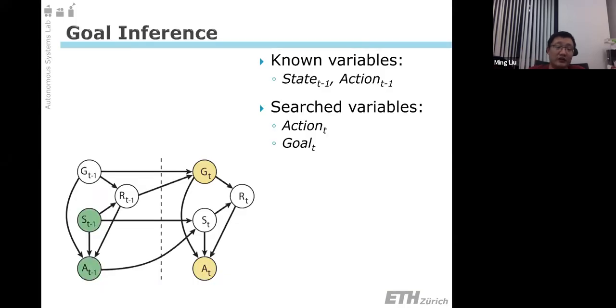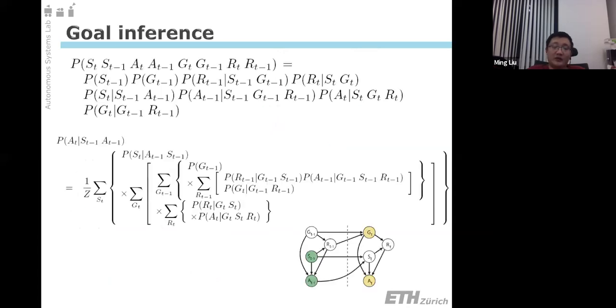So you have some previous states with actions, and this action is observable. Given the states and the action, we want to search for the next action and the next goal. Given the current states and action, I want to search for the next action and next goal. This is the definition of the overall problem. And then how can we do that?